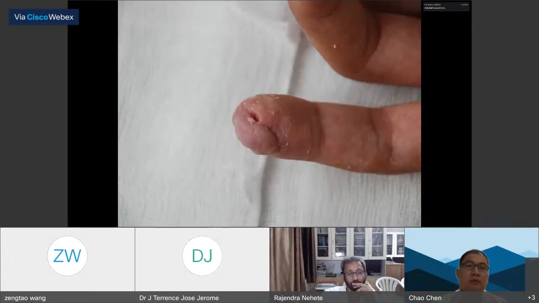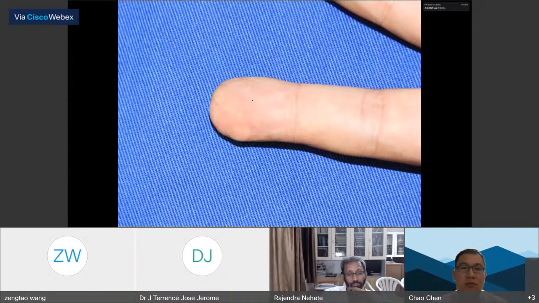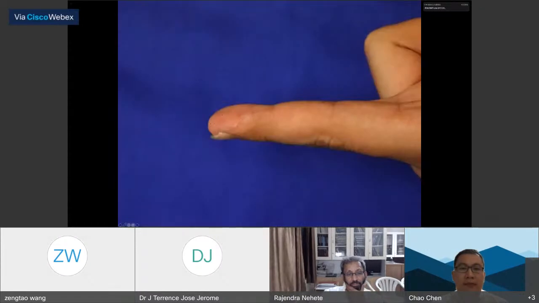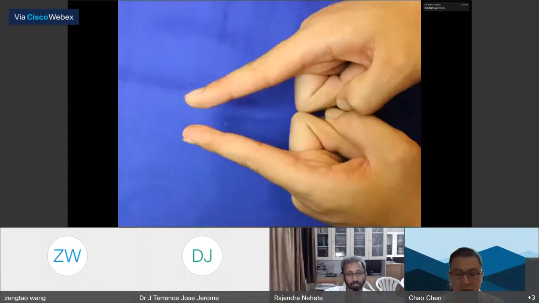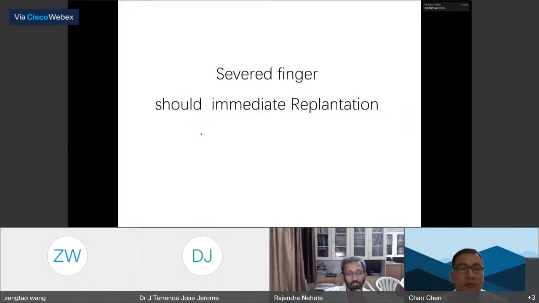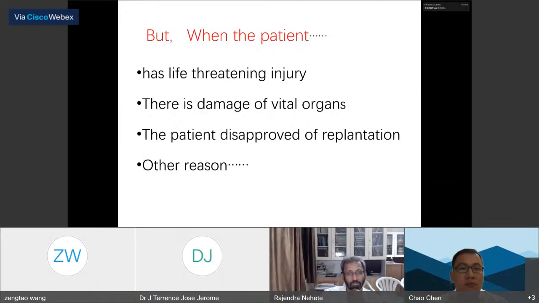2 months post-operation, and 1.5 years post-operation. This is the mini flap replantation, 1.5 years post-operation. This mini flap. Some fingers show the immediate replantation, but sometimes we can't.